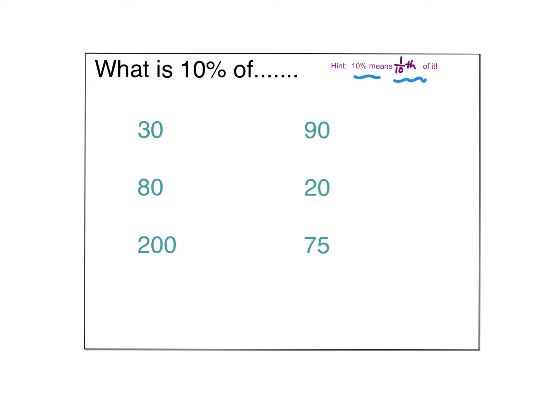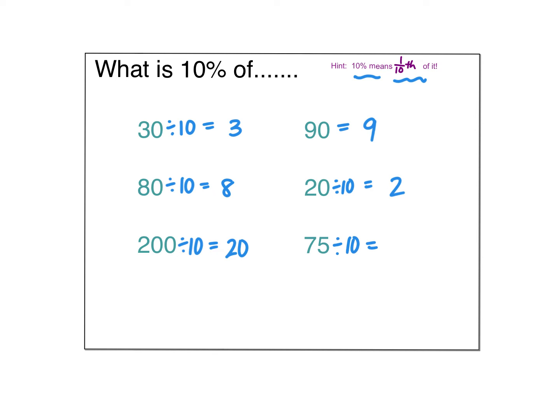Right, so if I want to find 10% of 30, I can actually just divide it by 10 and I get 3. Same thing, 80 divided by 10, I get 8. 200 divided by 10, I get 20. 90 divided by 10 is 9. 20 divided by 10 is 2. And now 7.5 divided by 10, you might have needed to use a calculator on that, or 75 divided by 10, and you end up with 7.5. So finding 10% of something is pretty easy. You just divide it by 10.